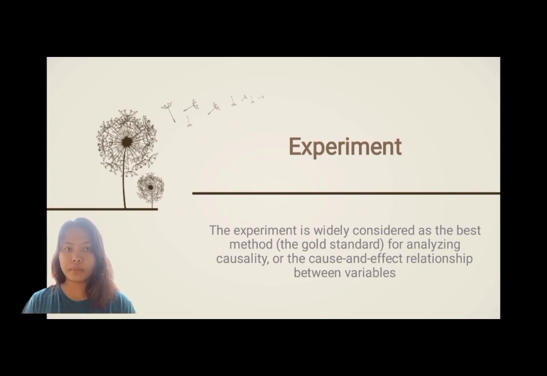The experiment is widely considered the best method, the gold standard, for analyzing causality, or the cause and effect relationship between variables. Its resource requirements are often higher than those for most other research methods.